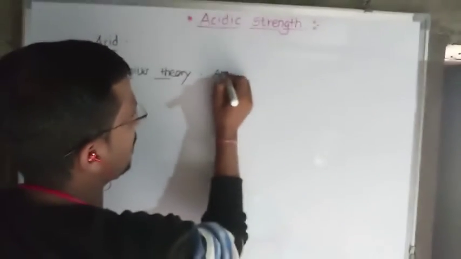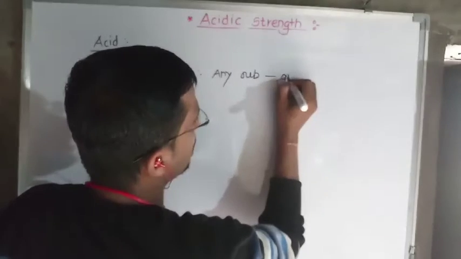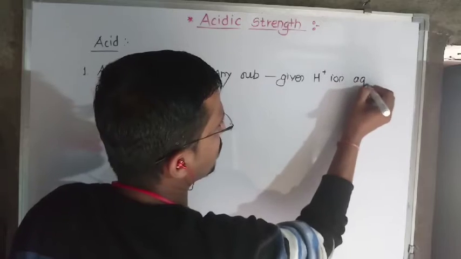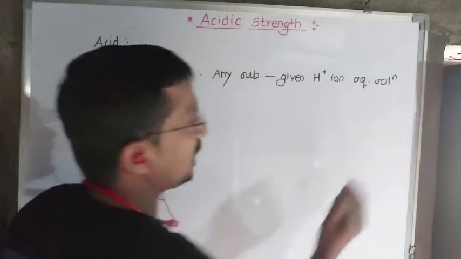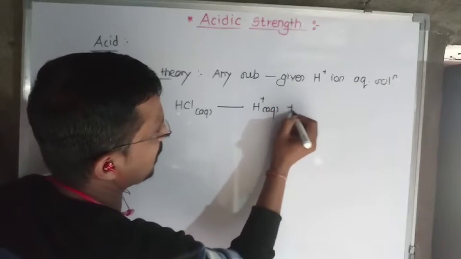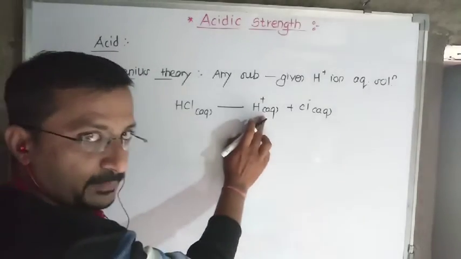Acid is defined, according to Arrhenius theory, as any substance that gives H plus ion in aqueous solution. All such substances we call acids according to Arrhenius theory. For example, suppose HCl is there in aqueous solution. If you dissolve HCl, it gives H plus aqueous plus Cl minus aqueous. HCl is the acid because it gives H plus in water.